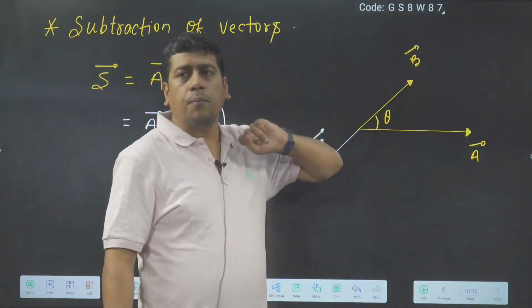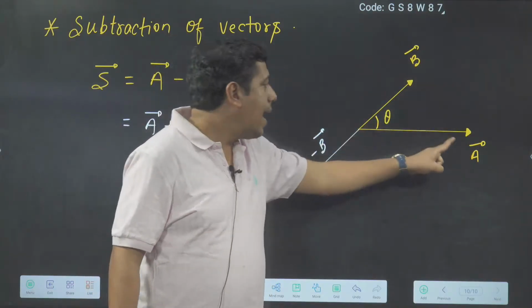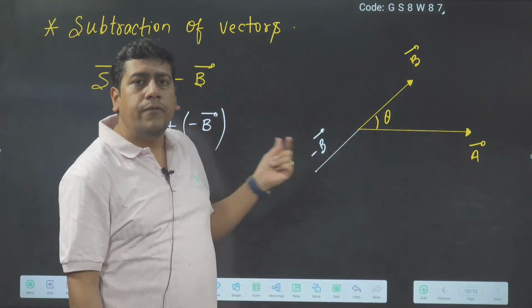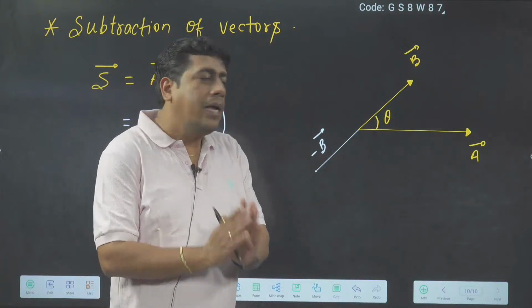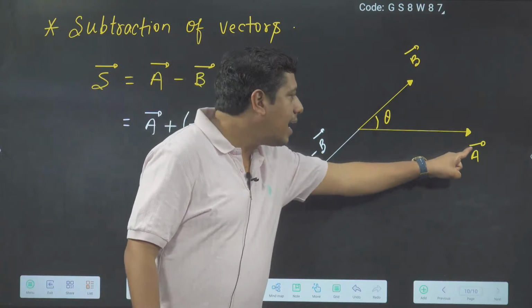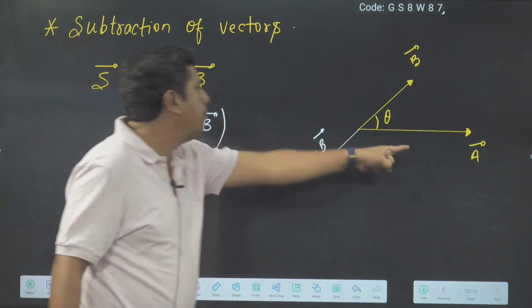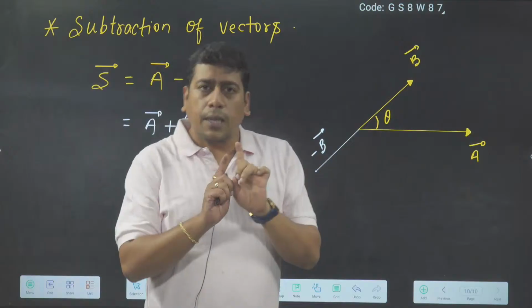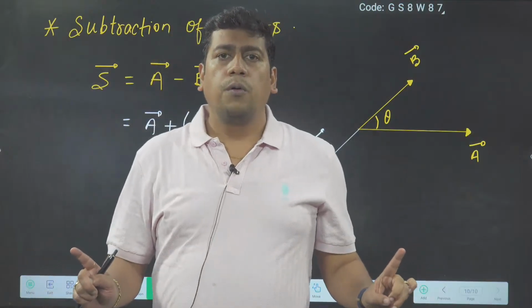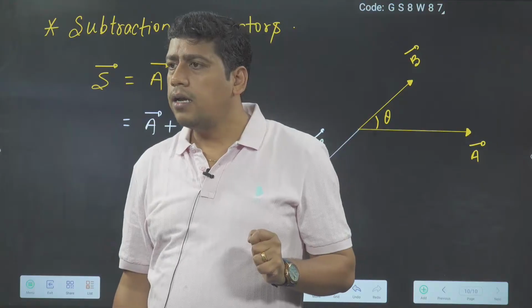Now, please understand what I'm going to say. Subtract A vector and B vector, or add A vector and minus B vector, both are the same thing. Subtracting A vector and B vector or adding A vector and minus B is the same. Subtraction we don't know, but addition we know, right? Addition we know, right?